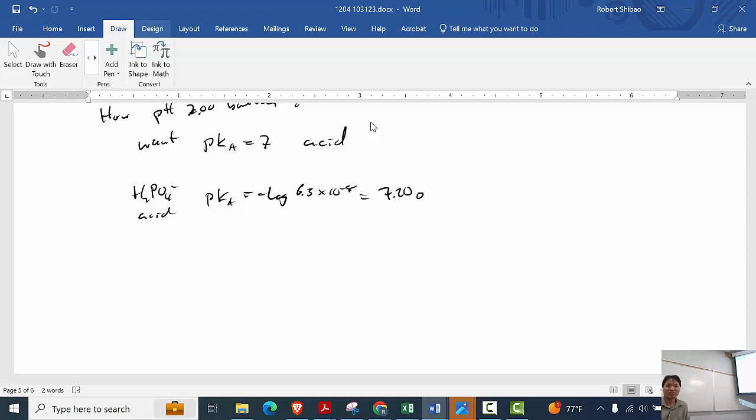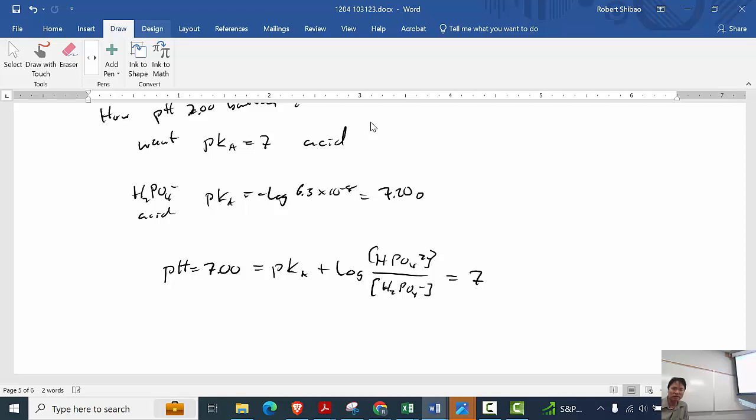We're 0.2 high. And so what we're going to do is we're going to just add a little bit more acid than base. If we were at a 50-50 ratio, it would be at 7.20. So what we want is we want it to be a little bit lower at 7.00. And so that means we're going to have to adjust the ratio of acid to base. In other words, the base in this case is going to be monohydrogen phosphate. That would be our base. And the acid is going to be the dihydrogen phosphate in this system.